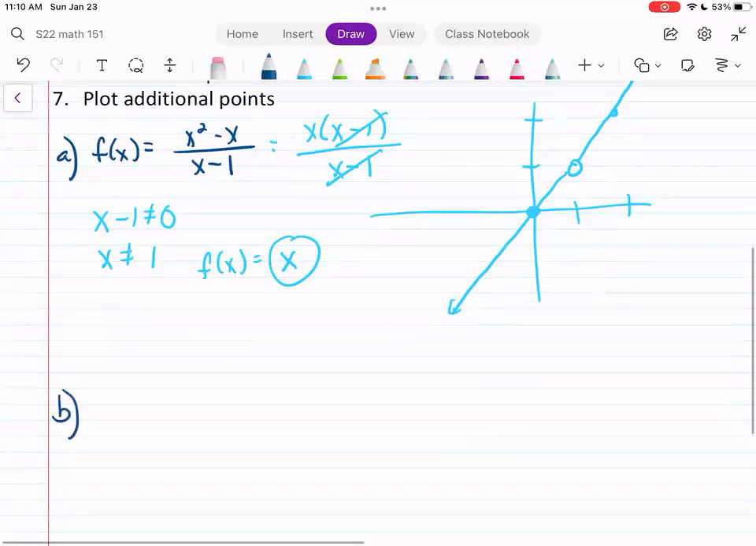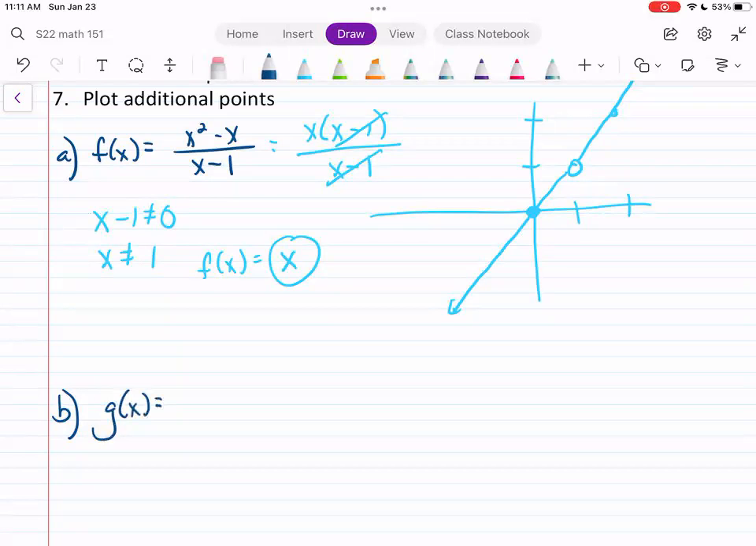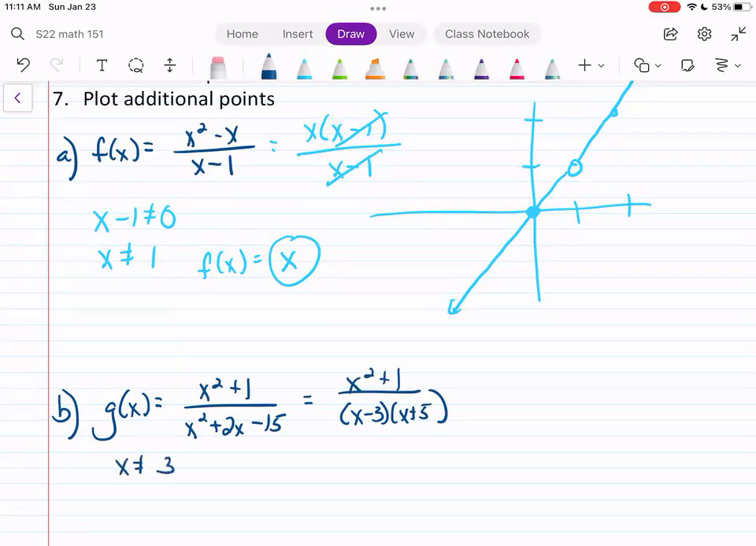Let's follow those same steps and look at something a little more complicated. If we have x squared plus 1 over x squared plus 2x minus 15. Step 1 tells us to factor the denominator. When I factor the denominator, I get x minus 3, x plus 5. This tells me that the domain includes everything but 3 and negative 5.